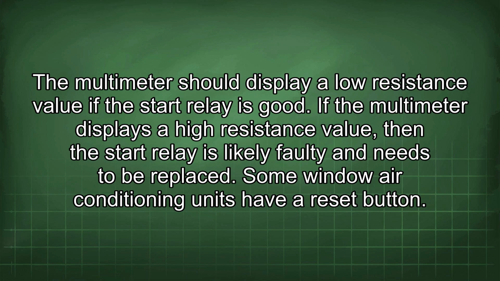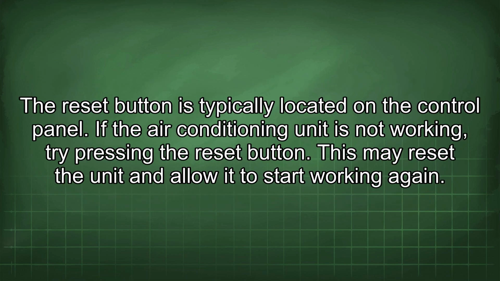Some window air conditioning units have a reset button. The reset button is typically located on the control panel. If the air conditioning unit is not working, try pressing the reset button. This may reset the unit and allow it to start working again.